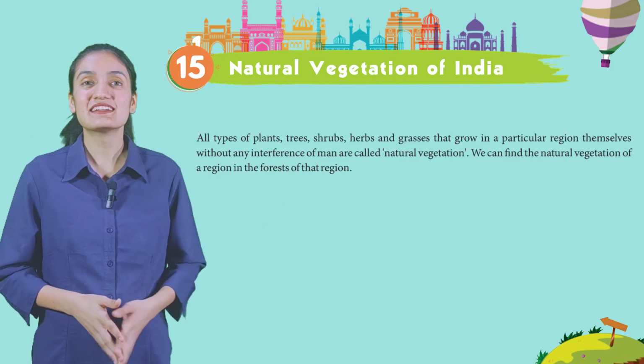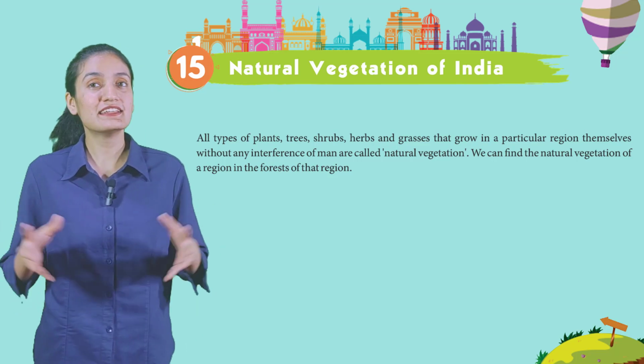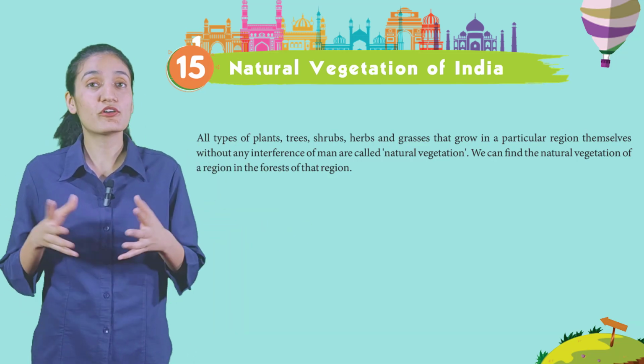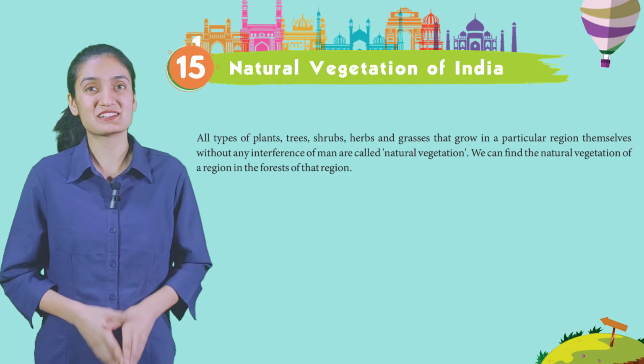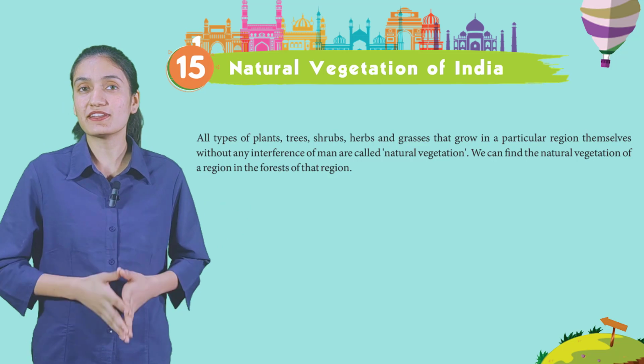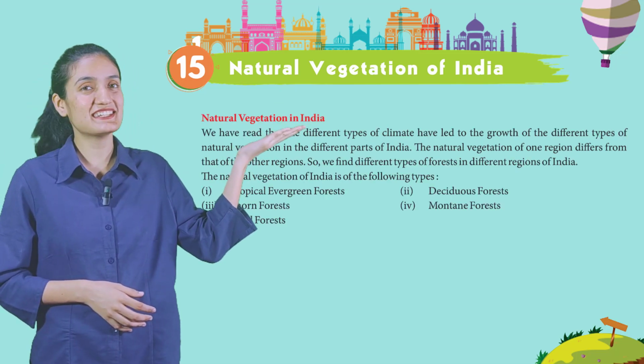Now let's start. All types of plants, trees, shrubs, herbs and grasses that grow in a particular region themselves without interference of men are called natural vegetation. We can find the natural vegetation of a region in the forest of that region. Now first we have natural vegetation in India.